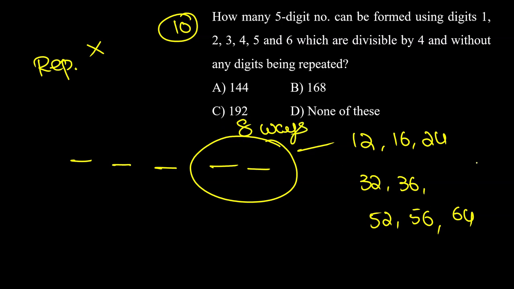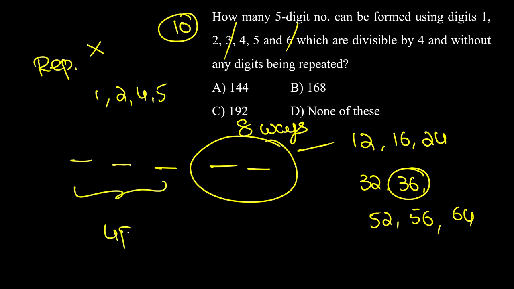Let us say I am taking 36, which means 3 and 6 are gone. Still I have 1, 2, 4, 5. 4 digits for 3 places, we call 4P3. 4P3 into 8. 4P3 means 4 into 3 into 2, which is 24. 24 into 8 is 192. Option C.